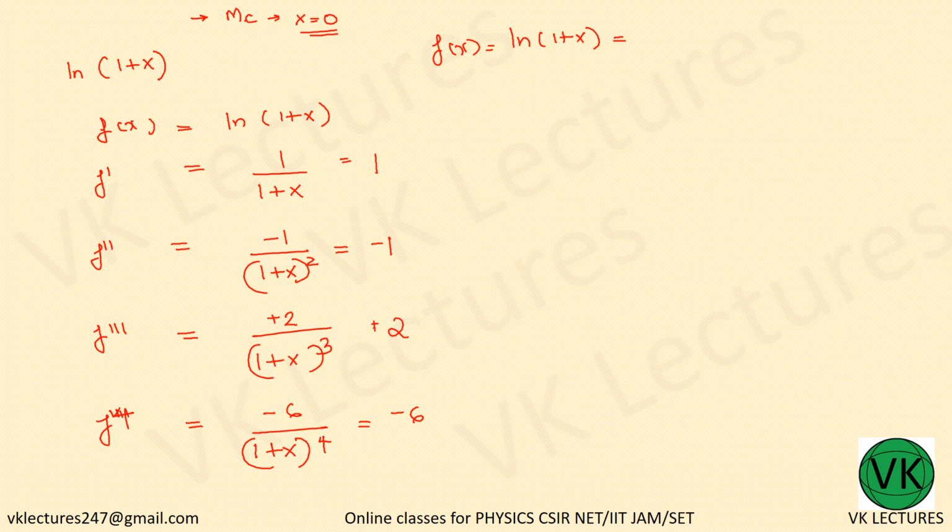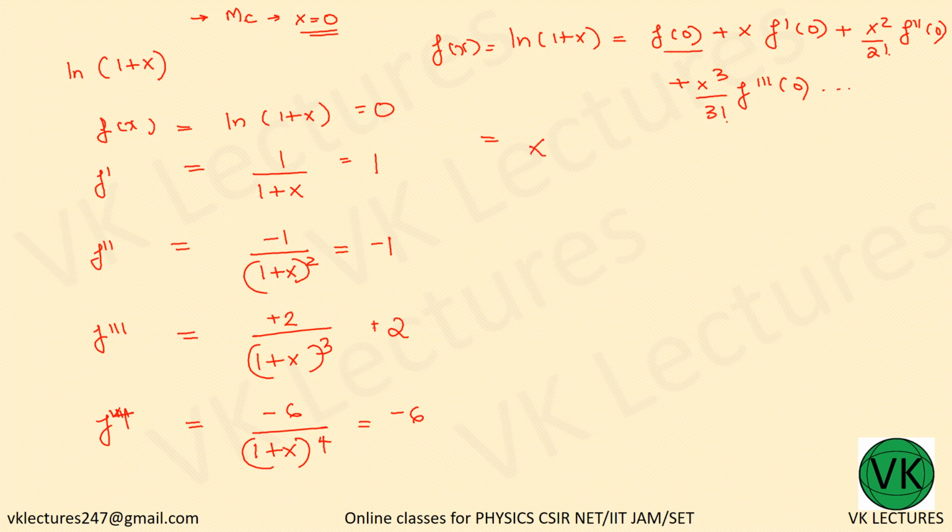Before that, let us write down the formula first. What was the formula? f of x equal to f of 0 plus x into f dash of 0 plus x square by 2 factorial into f double dash of 0 plus x cube by 3 factorial into f triple dash of 0, and it goes on. Now let us equate all this.